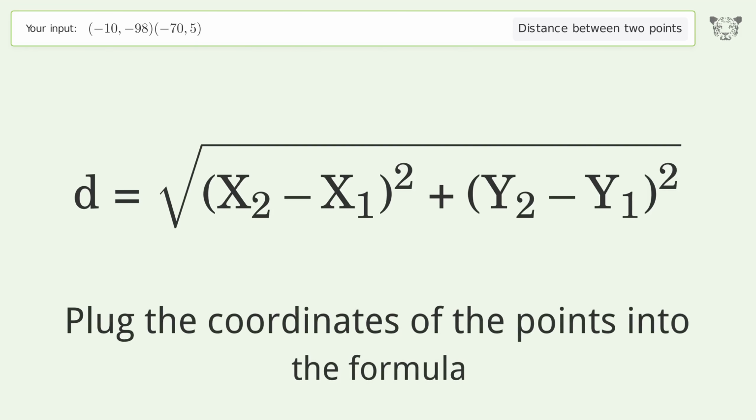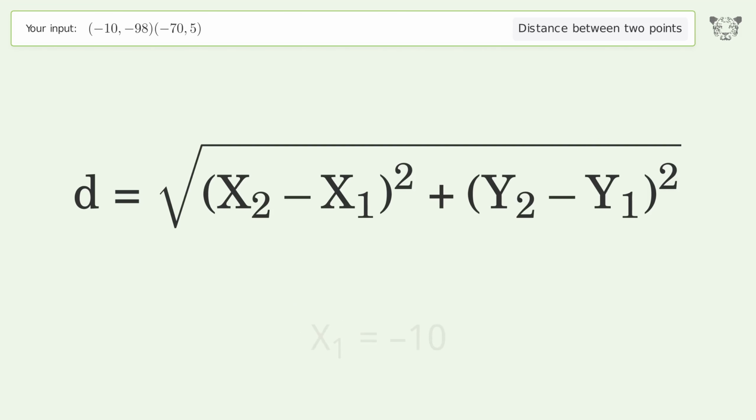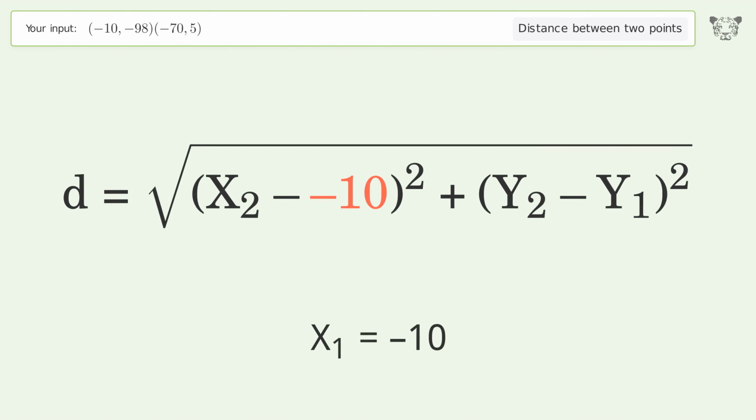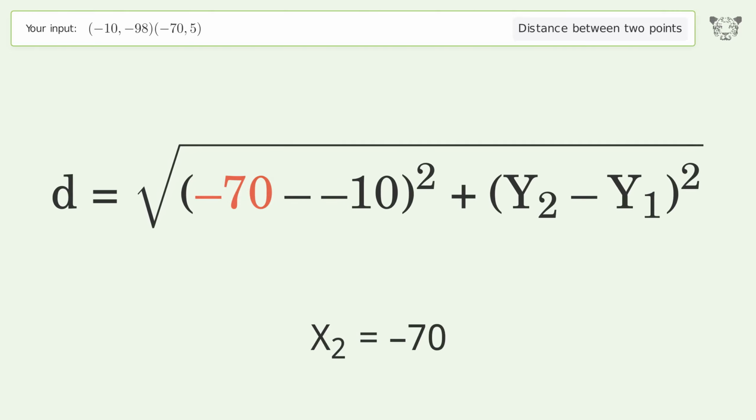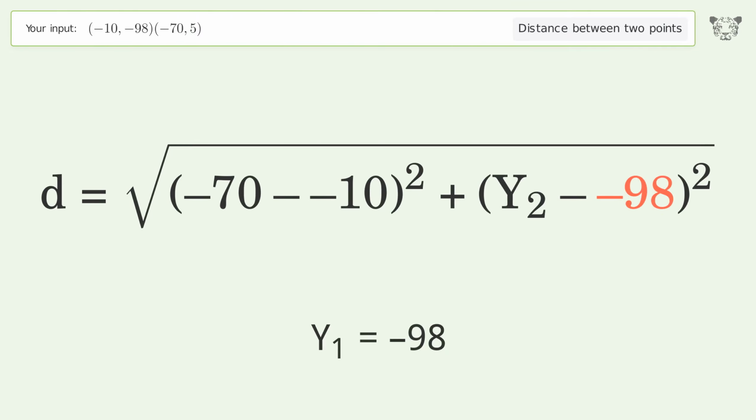Plug the coordinates of the points into the formula. x1 equals -10. x2 equals -70. y1 equals -98. y2 equals 5.